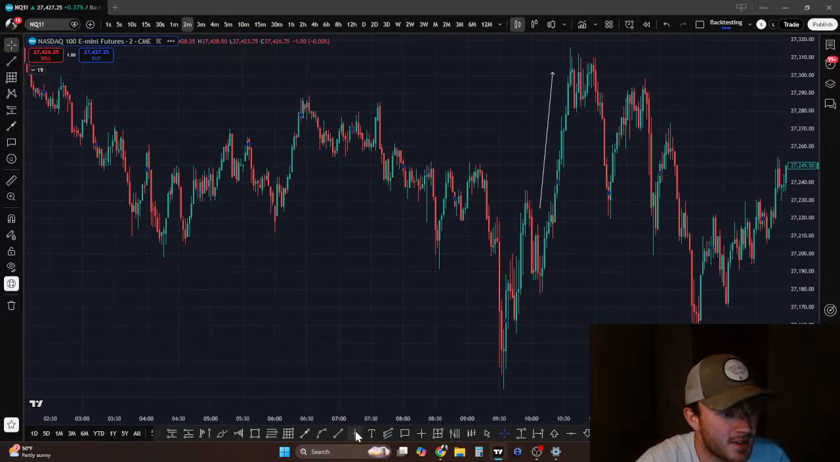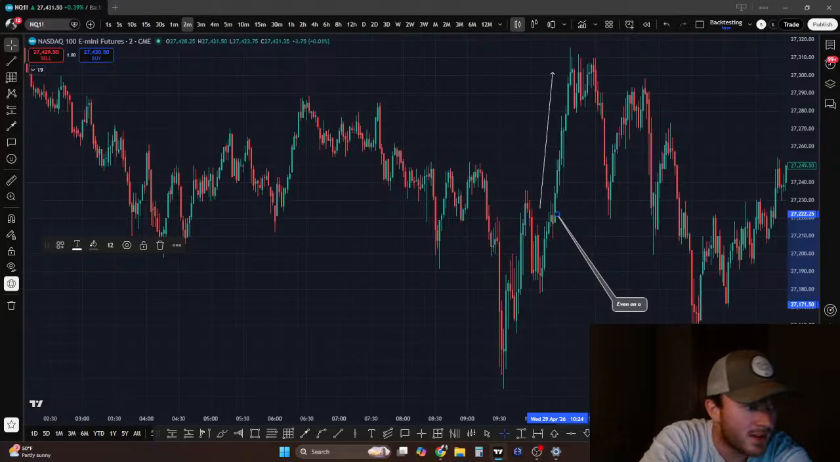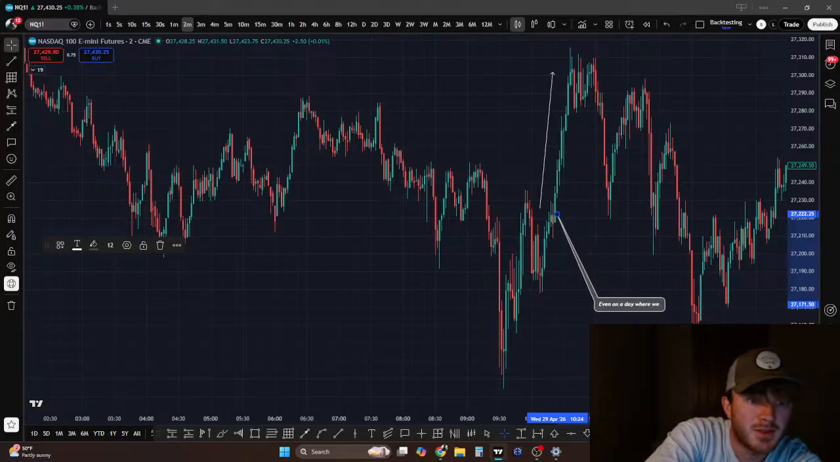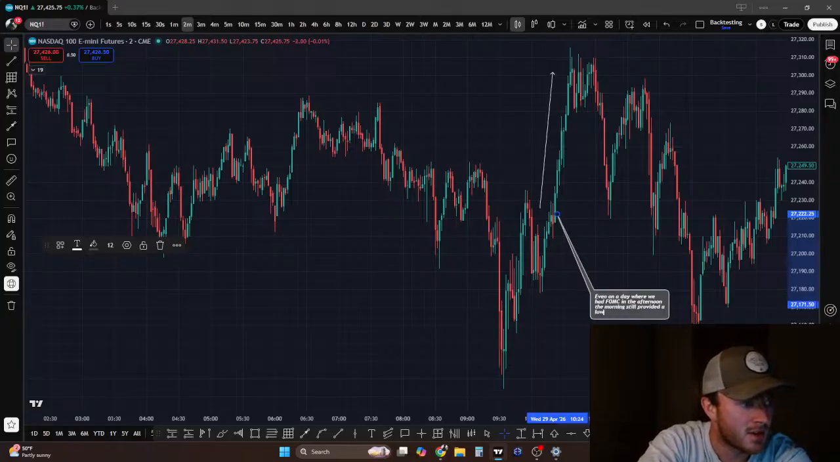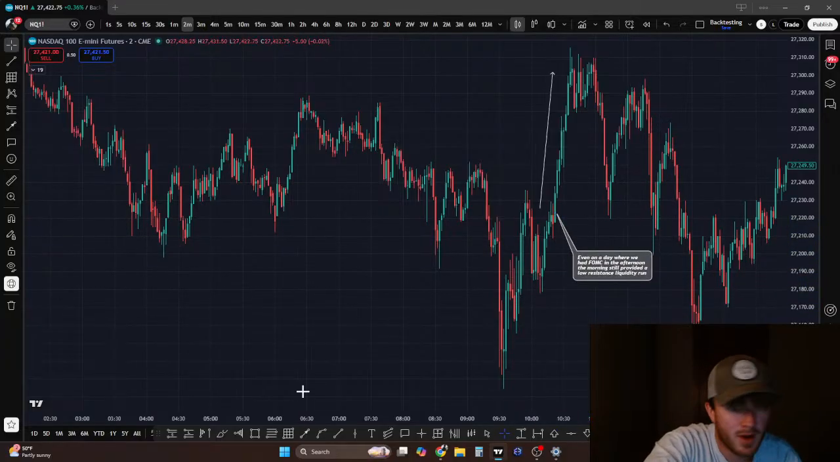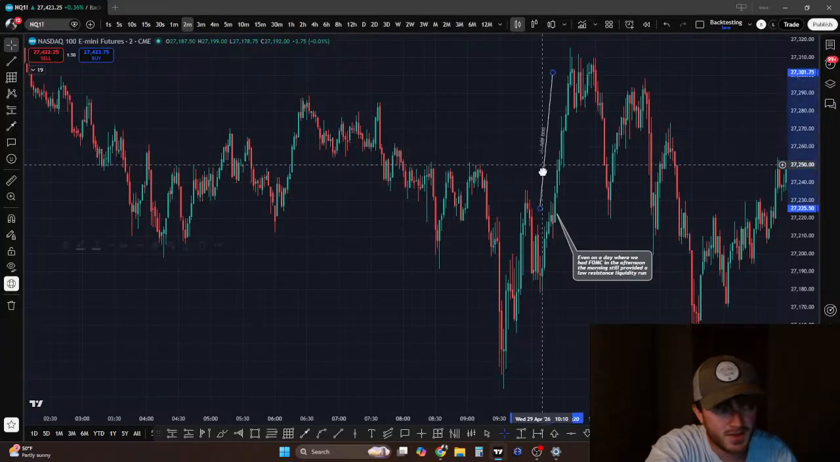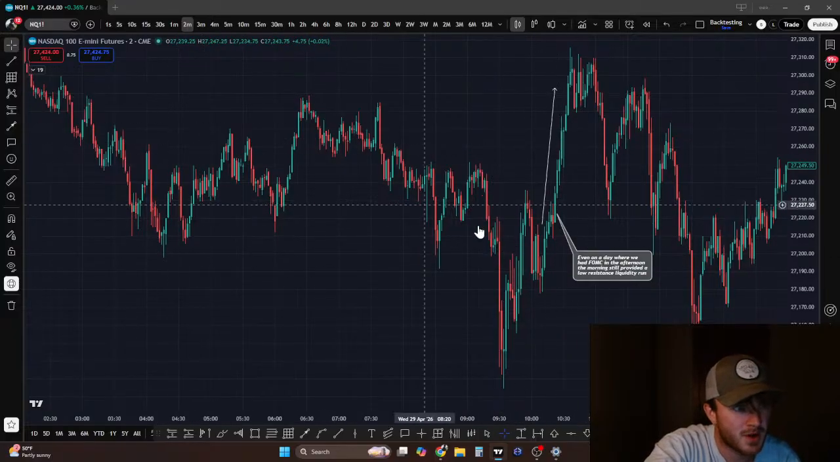I'll show you guys. I'm going to take a little note here, right? Even on a day where we had FOMC in the afternoon, the morning still provided a low resistance liquidity run. And people are always like, oh, the morning before FOMC is lower probability. But clearly, this doesn't seem very low probability at all. This seems very, very high probability, a low resistance liquidity run to equal highs, right?